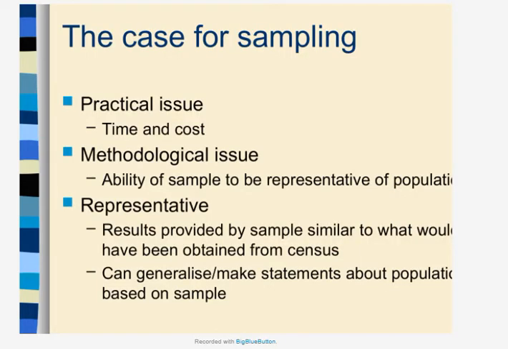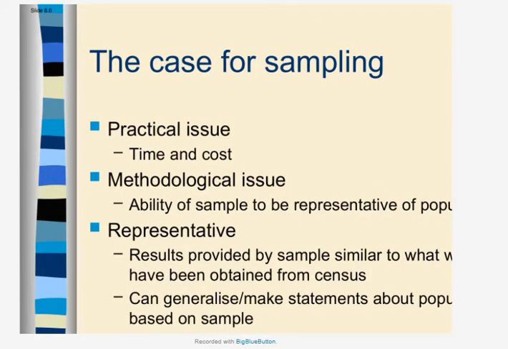In case of sampling, we have some practical issues such as the time and the cost. We have also the methodological issues, the ability of the sample to be representative of the population. السامبل اللي احنا هناخدها لازم تكون عينة ممثلة للpopulation عشان لما اطلع نتيجة اقدر اعمل لها generalization for the whole population. This representative issue اللي هي provided by a sample similar to what would have been obtained from a census.